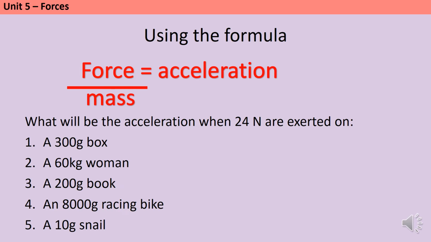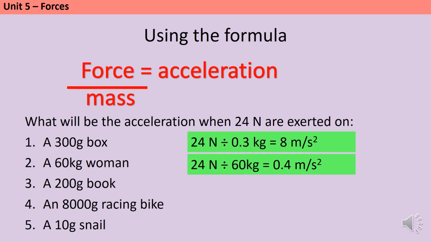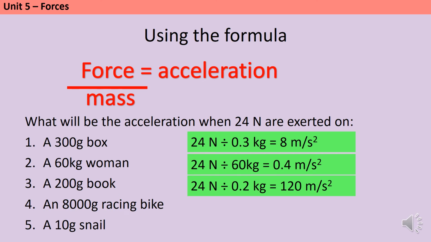The 300 gram box has a mass of 0.3 kilograms, so 24 divided by 0.3 gives an acceleration of 8 meters per second squared. The 60 kilograms don't need converting, they're already in kilograms, so 24 divided by 60 is 0.4 meters per second squared. The 200 gram book is 0.2 kilograms, so that gives us an acceleration of 120, and the 8 kilogram racing bike will have an acceleration of 3 meters per second squared.